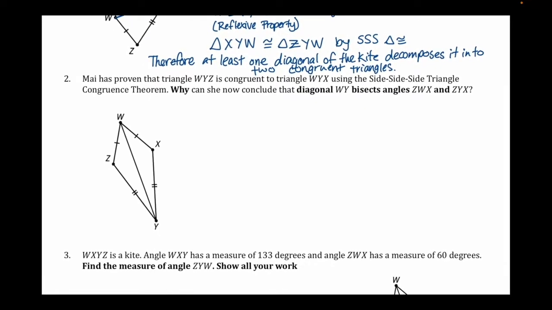Okay, so on to question 2. Mai has proven that triangle WYZ is congruent to WYX using side, side, side. So this looks kind of just like what we did. Why can she now conclude that diagonal WY bisects angles ZWX and ZYX?